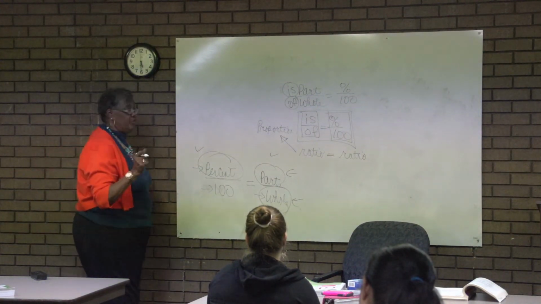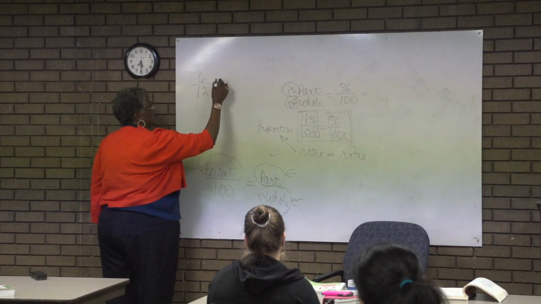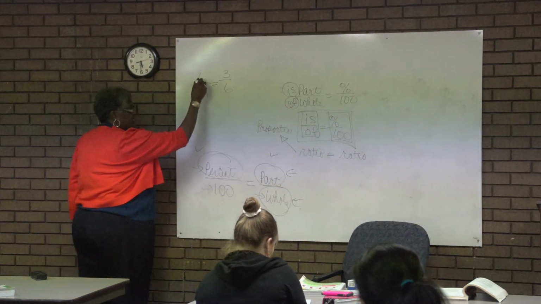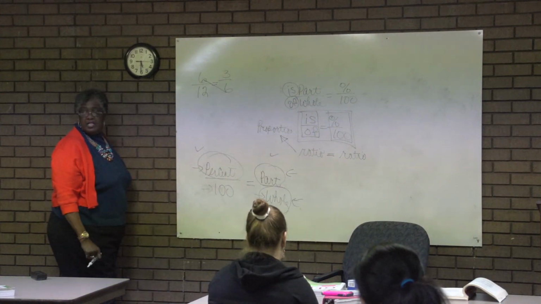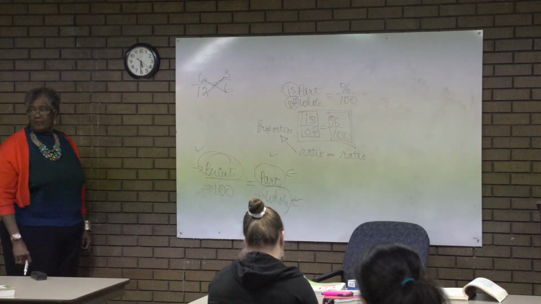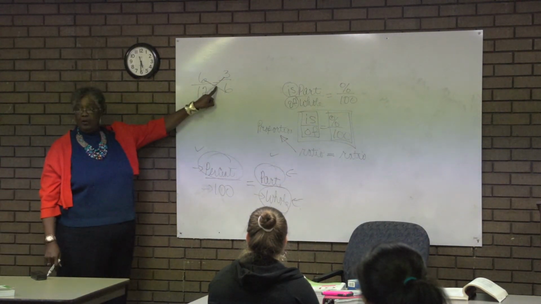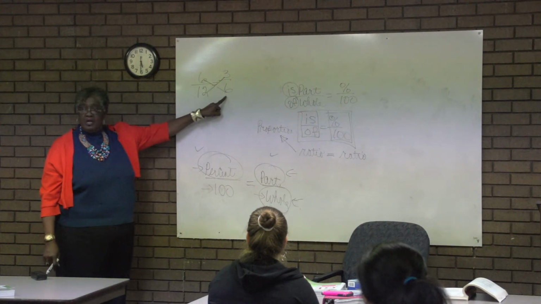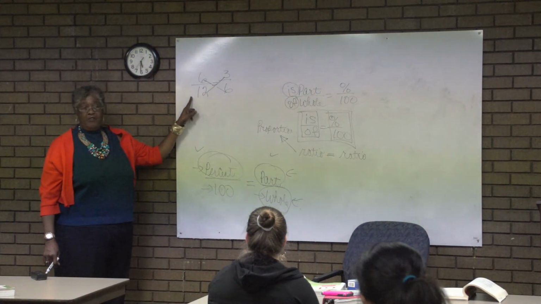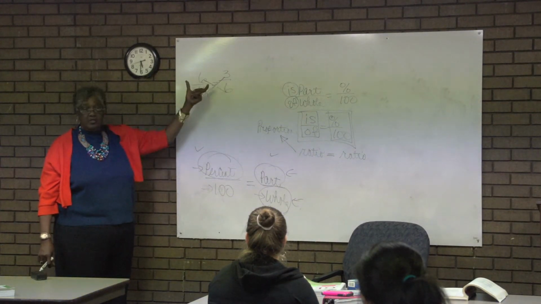Because what is always true with two equal proportions is that this number times this number gives you the same answer as this number times this number. Always. If it is truly equal, this times this will equal this times this. The same as when you're reducing a fraction. You can always tell if it's reduced right if this times this is equal to this times this, because these are just equal fractions.